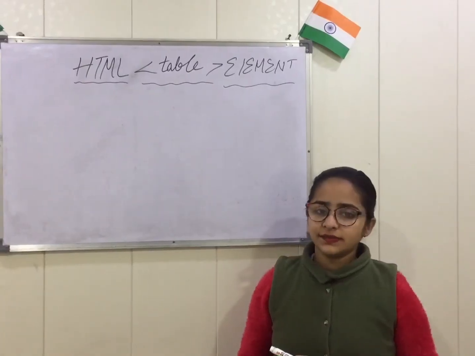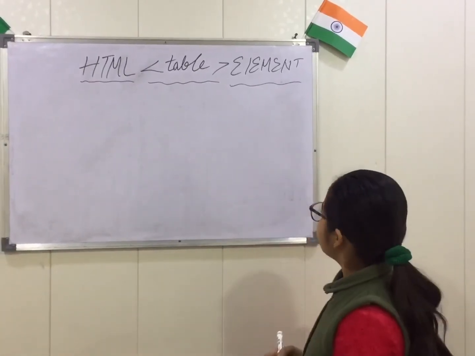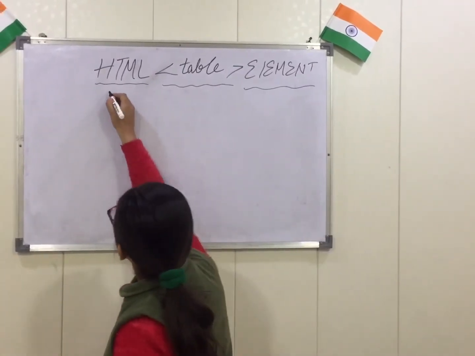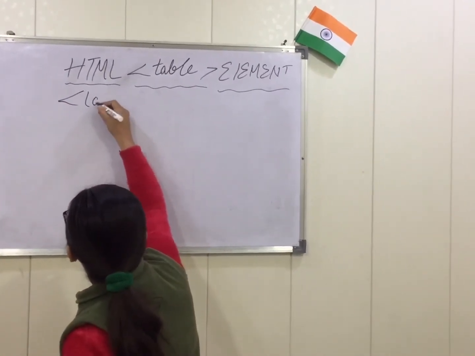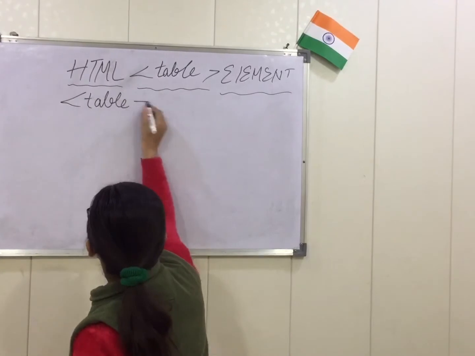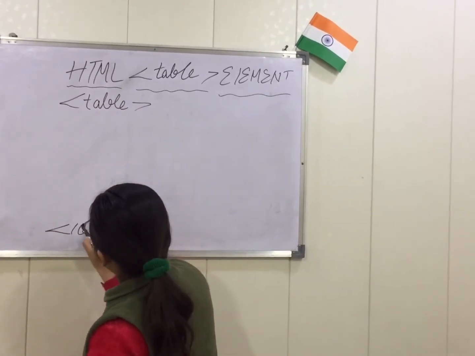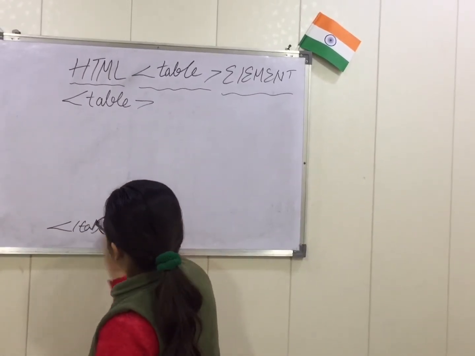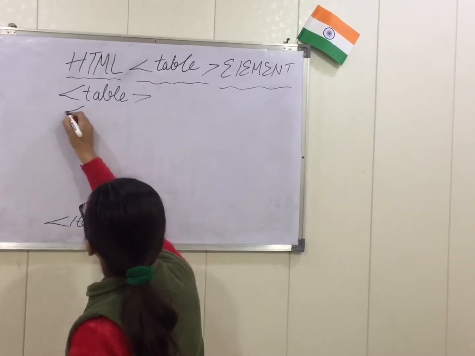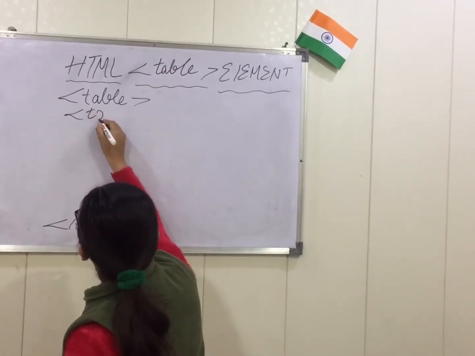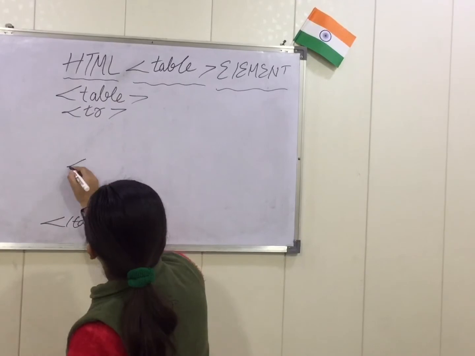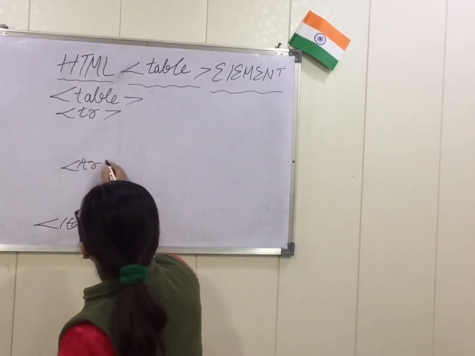So today we are going to discuss the topic table tag in HTML. Now we will discuss the syntax of a table in HTML. First of all we will write the tag, that is table, and we will close the tag here. In between this we will write tr and tr close.